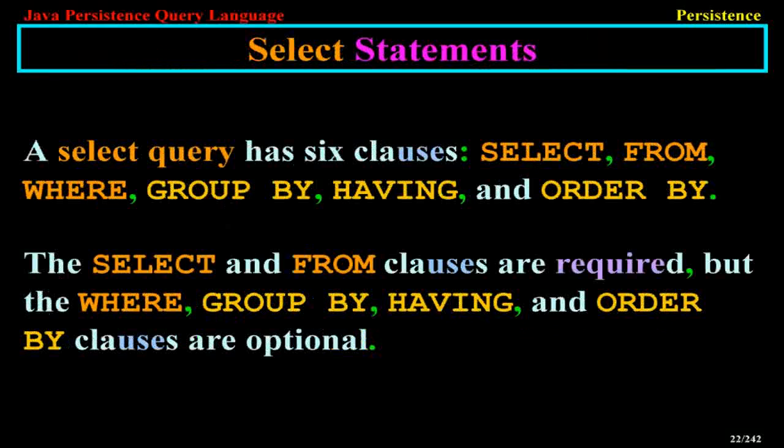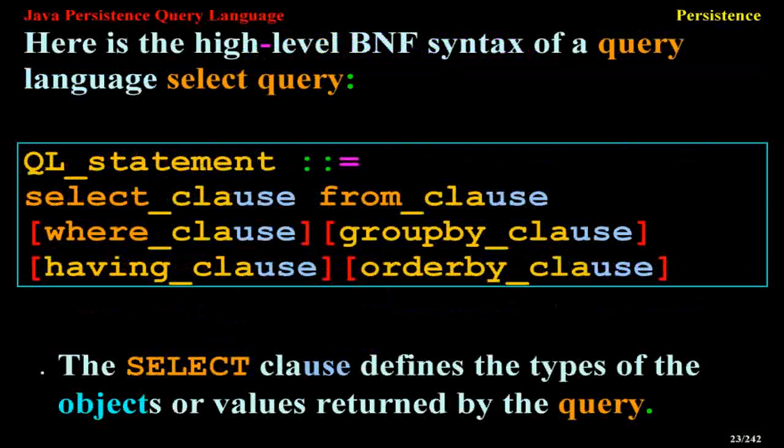Select statements. A select query has 6 clauses: select, from, where, group by, having, and order by. The select and from clauses are required, but the where, group by, having, and order by clauses are optional. Here is the high-level BNF syntax of a query language select query.